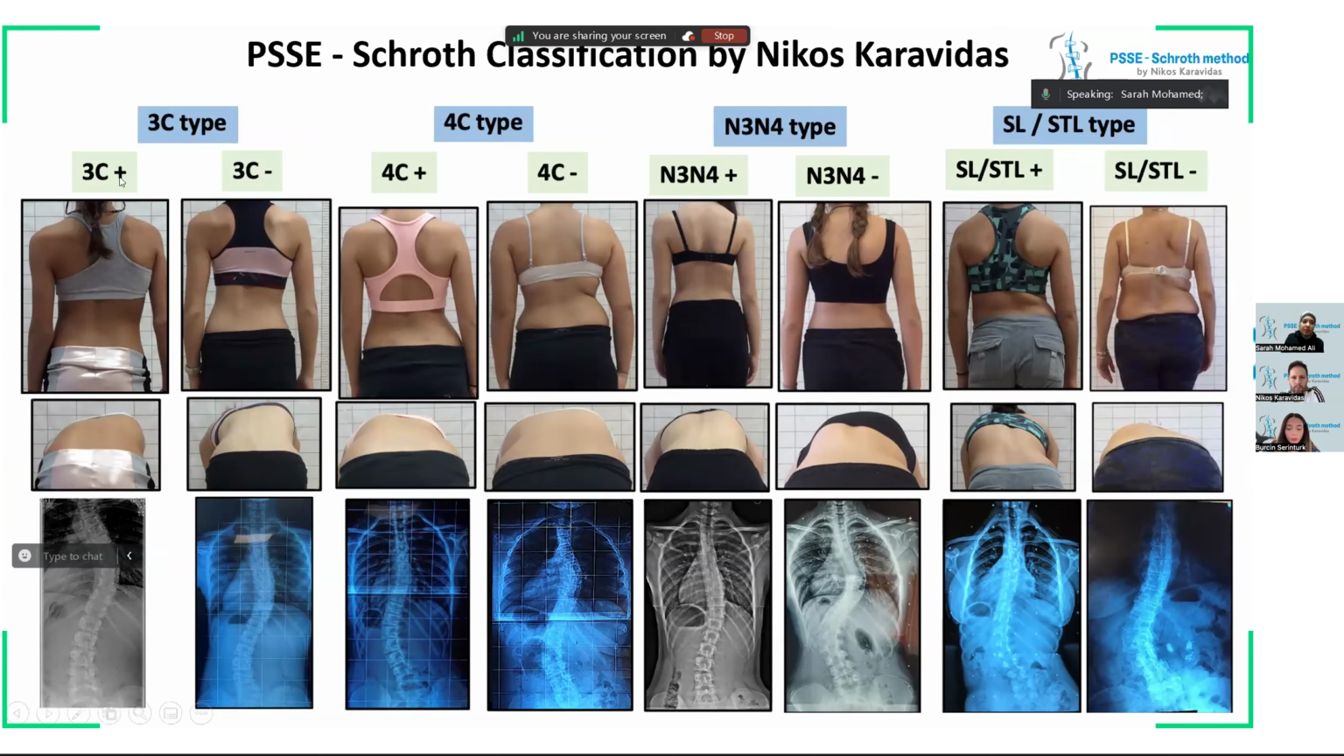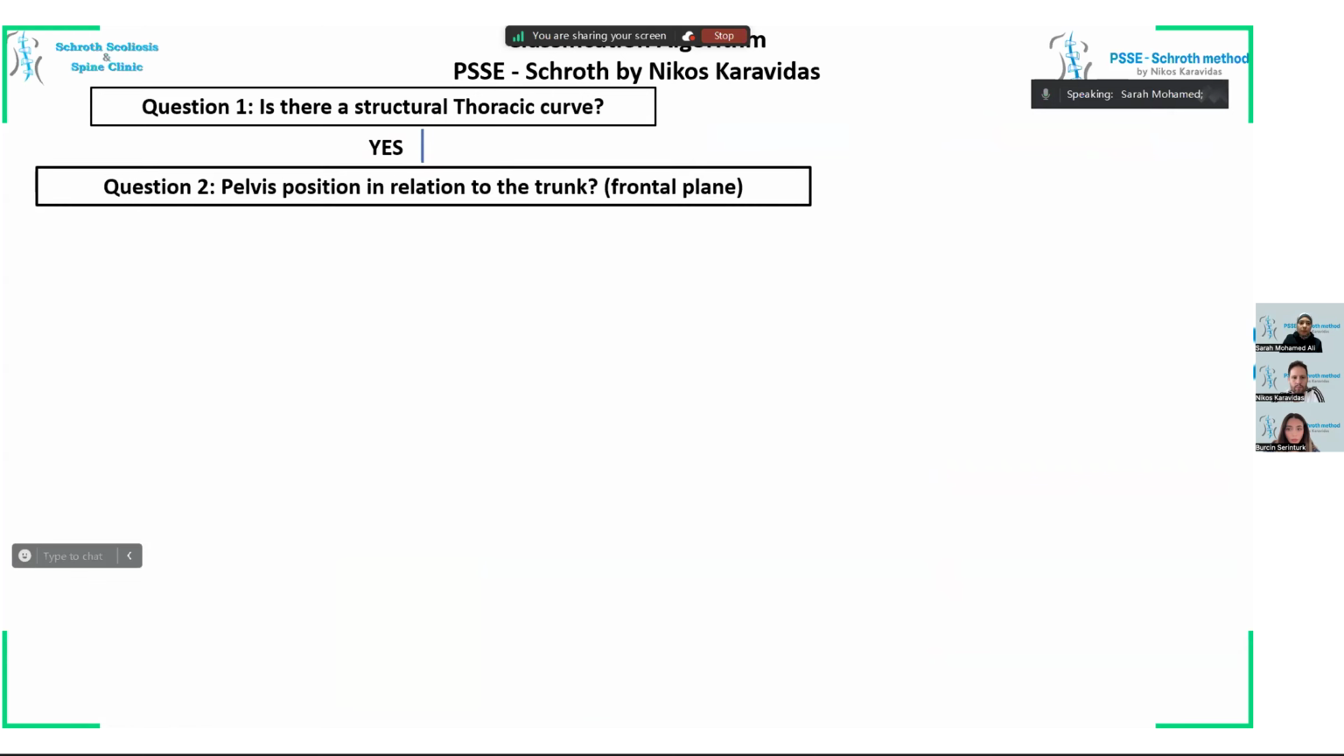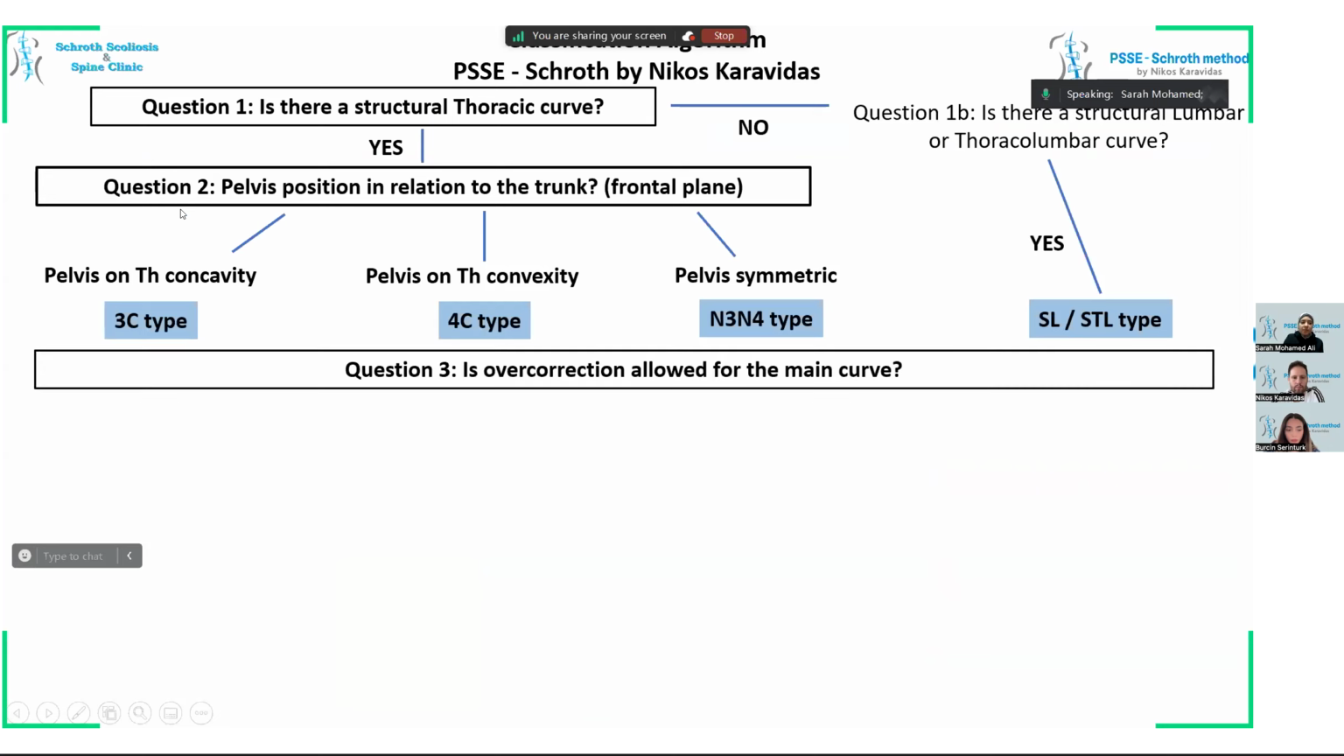The first is the 3C plus. We first have a structural thoracic scoliosis. In the forward bending test, we have a hump. And on the X-ray, the main curve is the structural thoracic curve. Okay. Are we going to give him a plus sign? If we are going to give him a plus sign, okay, it means that I have, 1 second.